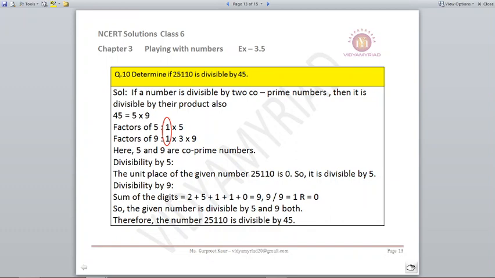We see that both are co-prime numbers. And after that we can check if the number has 0 or 5 in its units place. In that case it is divisible by 5. And if the sum of the digits of 25110 is divided by 9 and the remainder is coming as 0, in that case it is divisible by 9. So we can say in both the cases it is divisible by 5, it is divisible by 9, and both are co-prime numbers. So we can say that 25110 is divisible by 45 also.